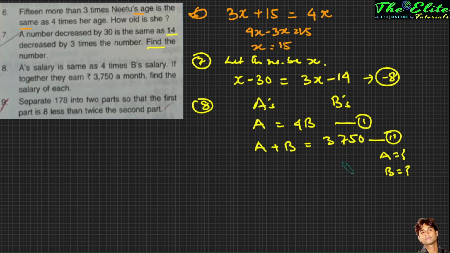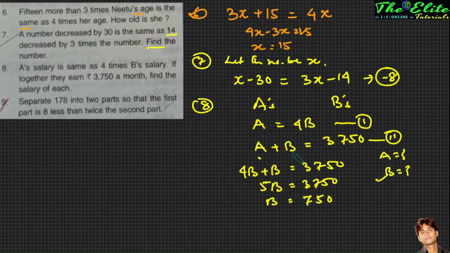So from equation number 1 and equation number 2, in place of A, you can put 4B in equation number 2. So now I'm replacing this A with 4B. So it will be 4B plus B equal to 3750, isn't it? Now this is going to be 5 of B. 5 of B is 3750. So now you can find out the value of B. B's salary is very easy: 750 rupees per month. So B is found out.